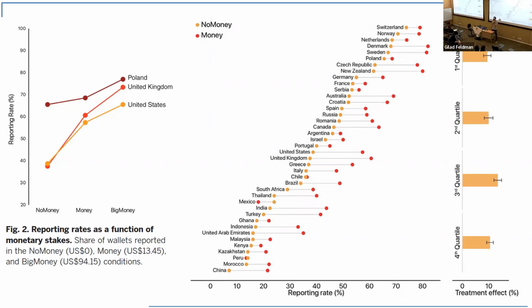The setup was, in all of the countries, they took the wallet that was probably lost. They went into a hotel. They went to the receptionist in the hotel and they told the receptionist, I found this wallet in the street. I'm going to leave it here with you. And then they wanted to see whether the receptionists are going to use the email in the wallet in order to send this back to the person.